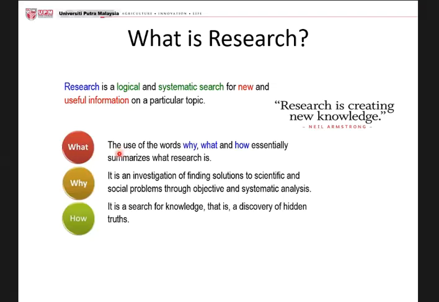All right, so the words why, what, how essentially summarize what research is. Why: it is an investigation of finding solutions to scientific and social problems through objective and systematic analysis. How: it is a search for knowledge, that is the discovery of hidden truth. So research is creating new knowledge. That is the thing.